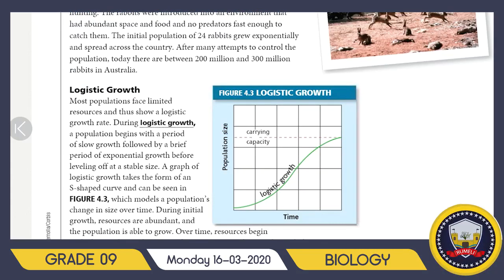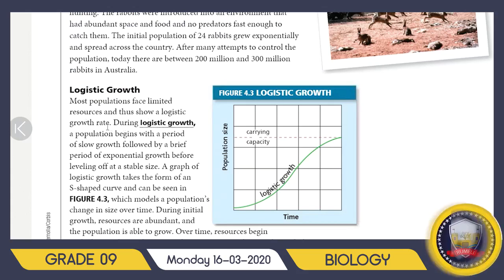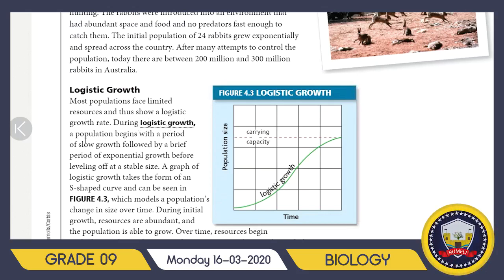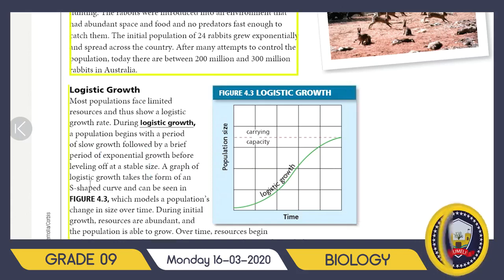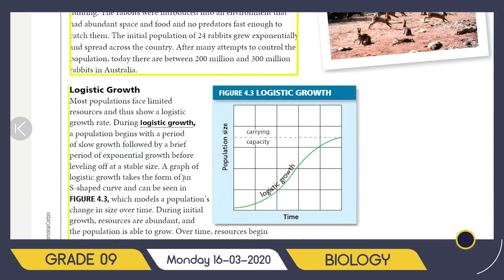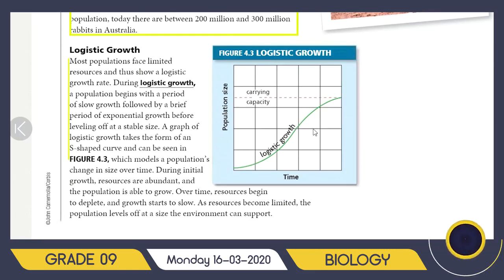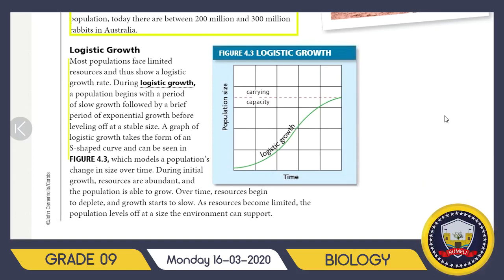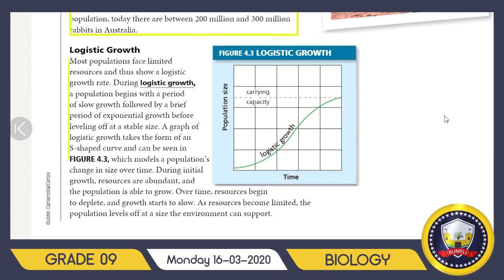Most populations face limited resources and thus have a logistic growth rate. In logistic growth, a population begins with a period of slow growth, followed by a brief period of exponential growth before leveling off at a stable size. So the graph of logistic growth is S-shaped. This models the logistic growth.